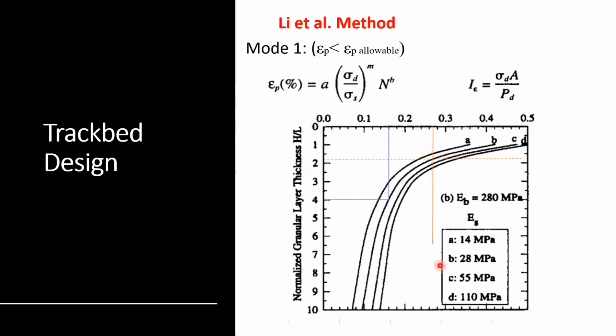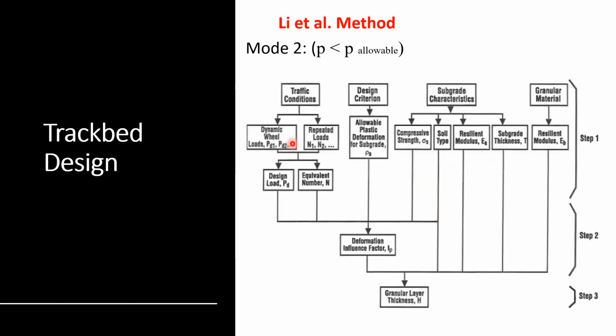And then with this, you do curve fitting, you see where you fall within these A, B, C, D, depending on the resilient modulus of your subgrade, and then you get your granular thickness. And that's basically the combined thickness of your ballast and sub-ballast.